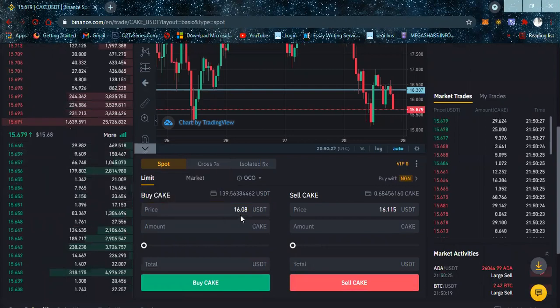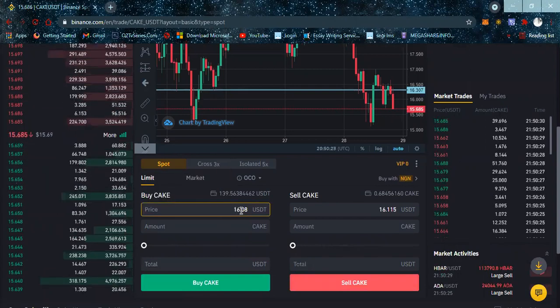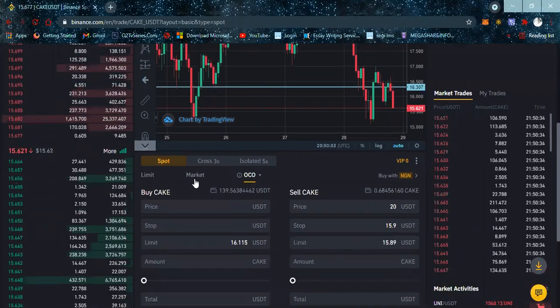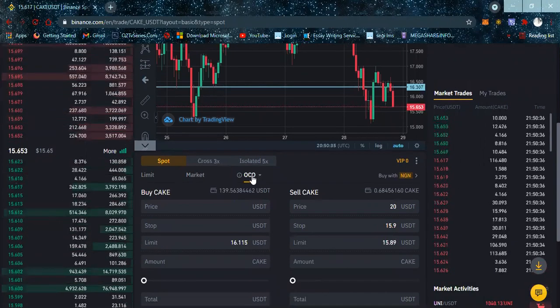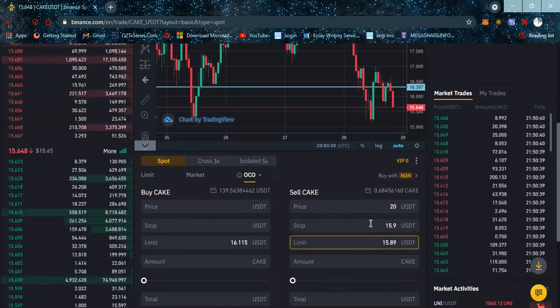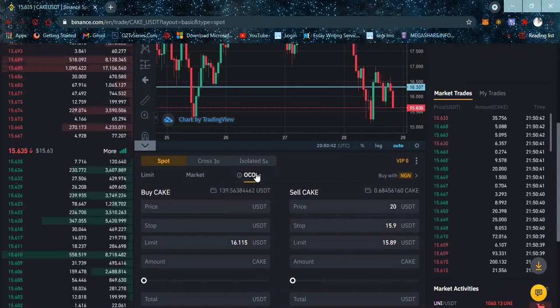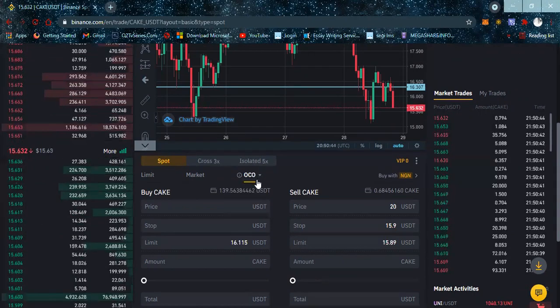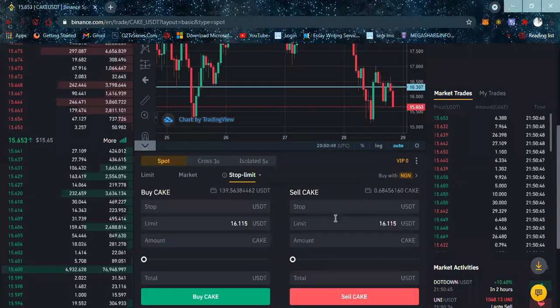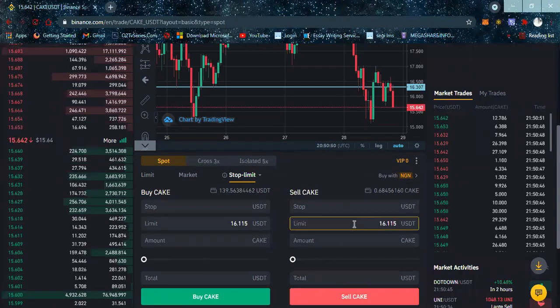Limit is that you want to buy CAKE at a particular price. Sorry, I'm talking about the stop limit rather. On this OCO, these two are your stop and limit. If you change it to limit now, it's just that two. The price will just go up. See it: this stop limit, and limit.